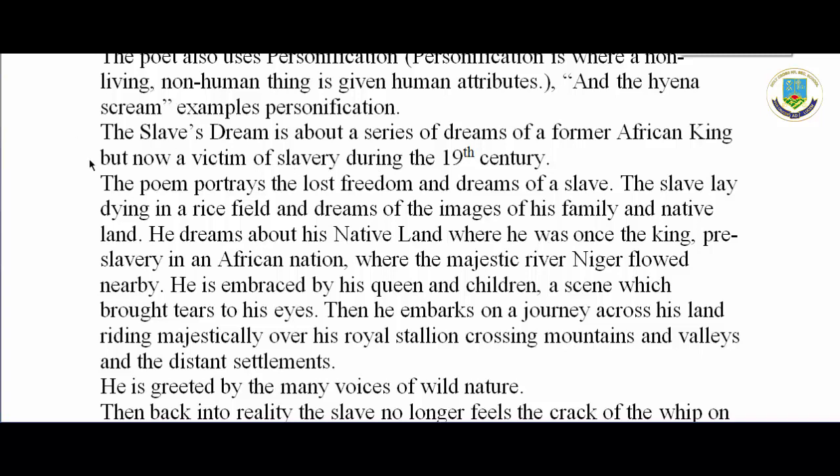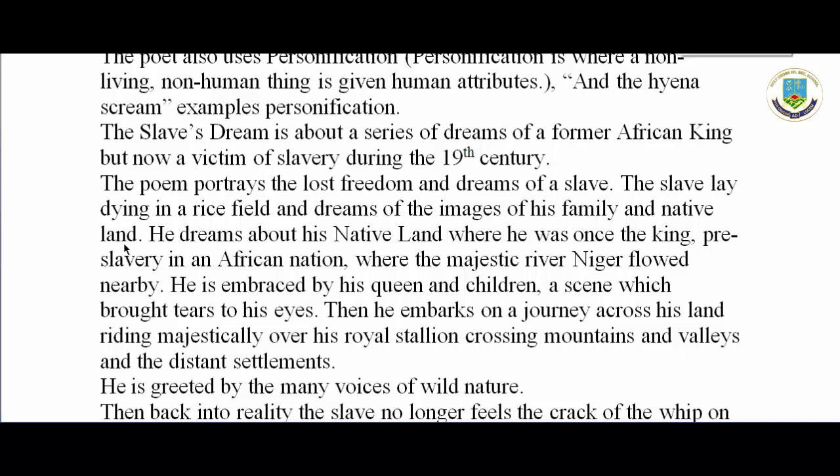Okay, the poem portrays the lost freedom and dreams of a slave. This poem greatly talks about the lost freedom of the individual, the African king, and the dreams he is going through as a slave. Okay, the slave lay dying in a rice field and dreams of the image of his family and native land, that is his kingdom, as he is greatly worked and tortured, forced to labor, working with little or no food and rest.